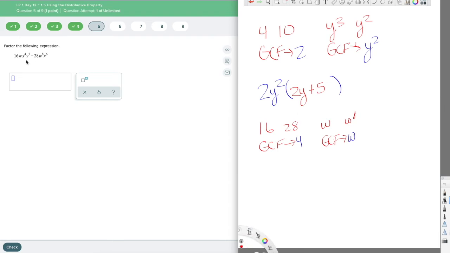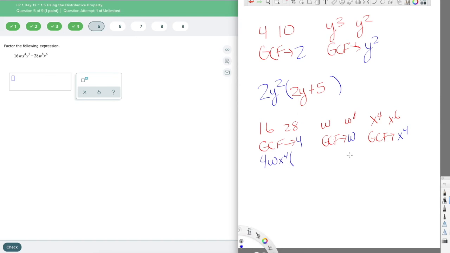Then I have x to the 4th and x to the 6th. So again, the GCF is going to be the smallest, which is x to the 4th. And then this also has a y, but only the 16 has the y to the 7th. So I can't take it at all. It has to be left behind. All right, so the GCF is going to be 4wx to the 4th power.